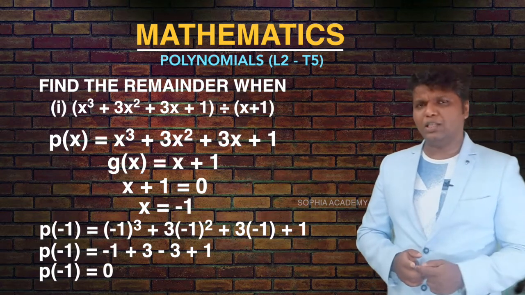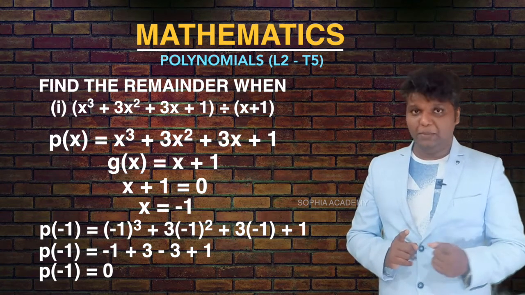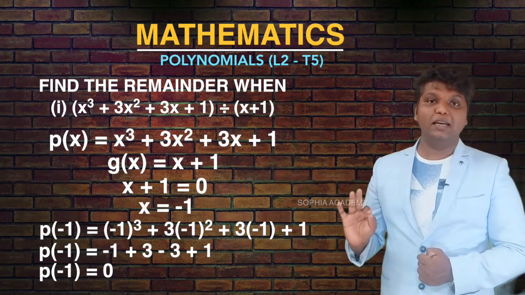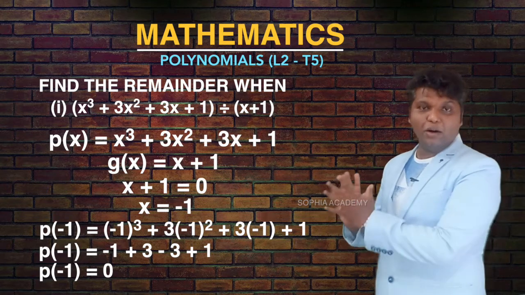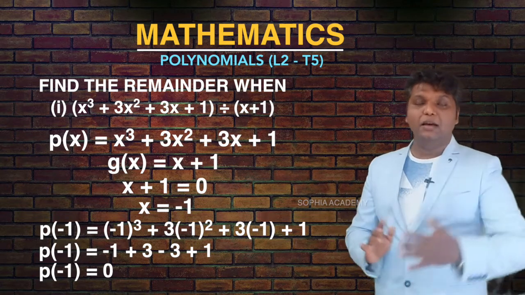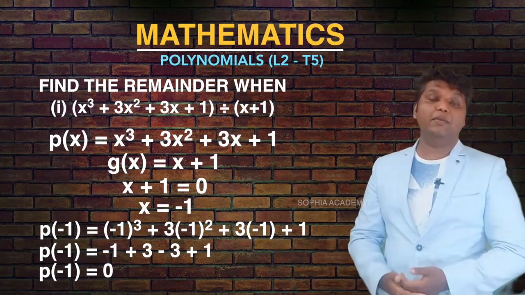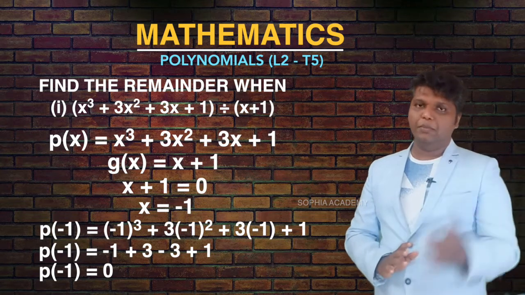Let me ask you one more thing. If the remainder is 0, what does it mean? It means that x plus 1 is a factor of the given polynomial x cube plus 3x square plus 3x plus 1. That's the meaning. It's not asked in this question, but I shared it with you because it's a very important theorem. In the next topic, in tomorrow's class, when we deal with the factor theorem, we will understand this to a wider extent.